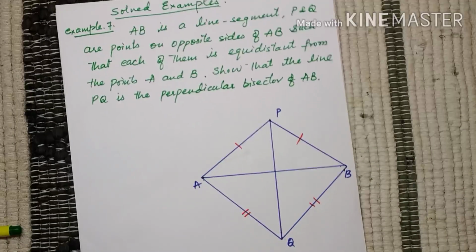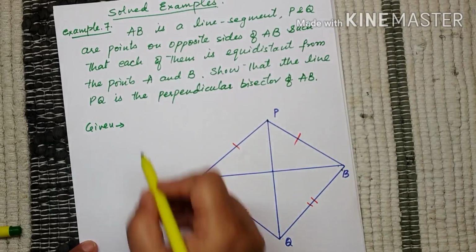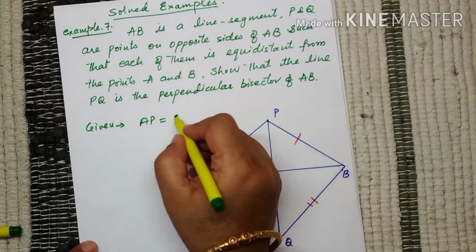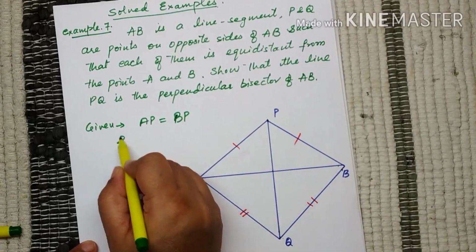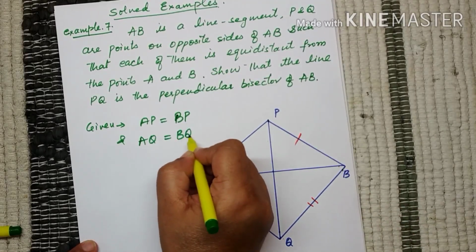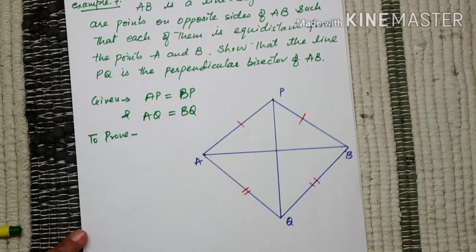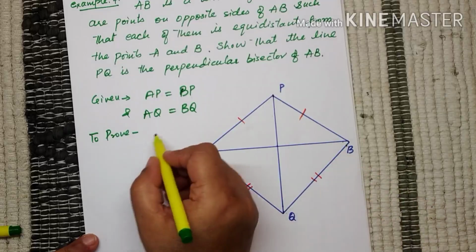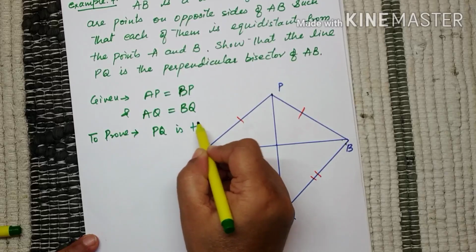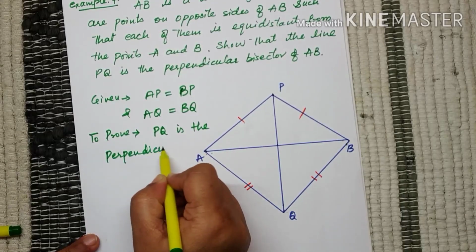So we start with the proof. First we write what is given. What is given in this question is AP is equal to BP and AQ is equal to BQ. What do we need to prove here? We need to prove PQ is the perpendicular bisector of AB.